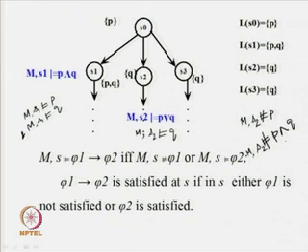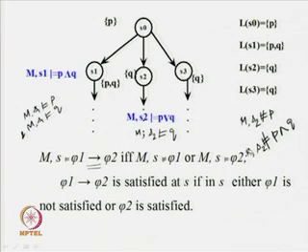Similarly, now we come to this particular connective, implication, phi 1 implies phi 2. Whether in a particular state S, model M models phi 1 implies phi 2 or not. In this particular case, what will happen? We will say that state S models phi 1 implies phi 2 if M, S does not model phi 1 or M, S models phi 2.